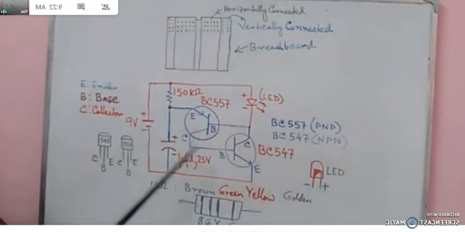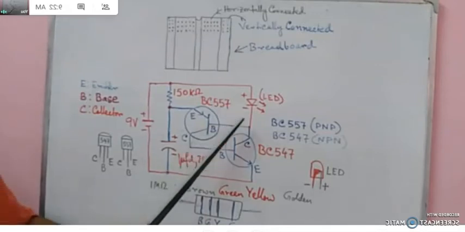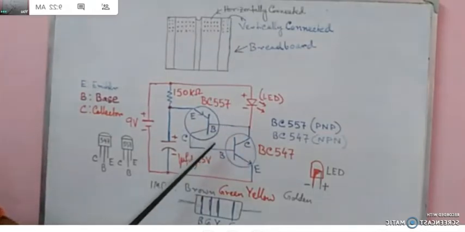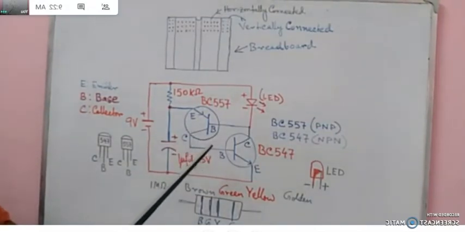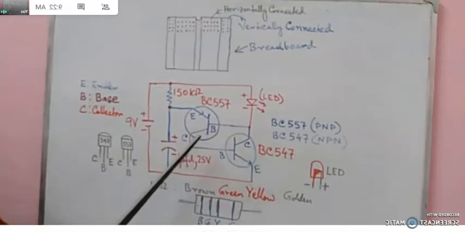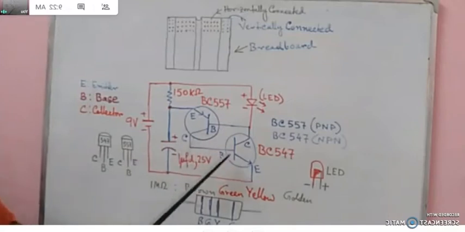They are connected in such a way that the base of one is connected to the collector of the other, and vice versa. That means again the base of the other is connected to the first collector, a cross connection. This type of connection is known as a Darlington pair.